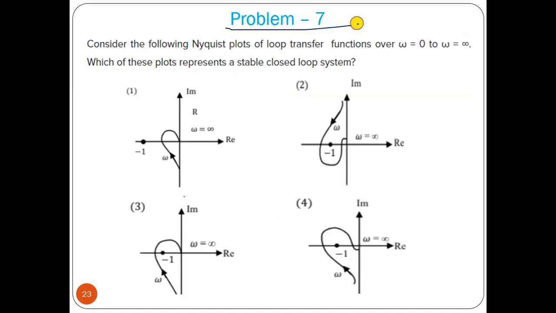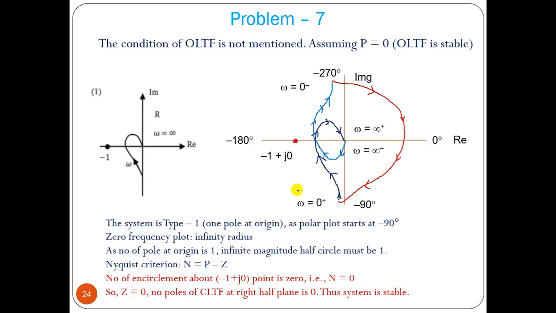Now problem number 7, this is a very interesting problem. What is given is: consider the following Nyquist plots of open loop transfer function over omega equal to 0 to infinity. The polar plot is given. Which of these plots represents a stable closed loop system? So the open loop system polar plot is given. We have to find out which one is a stable closed loop system.